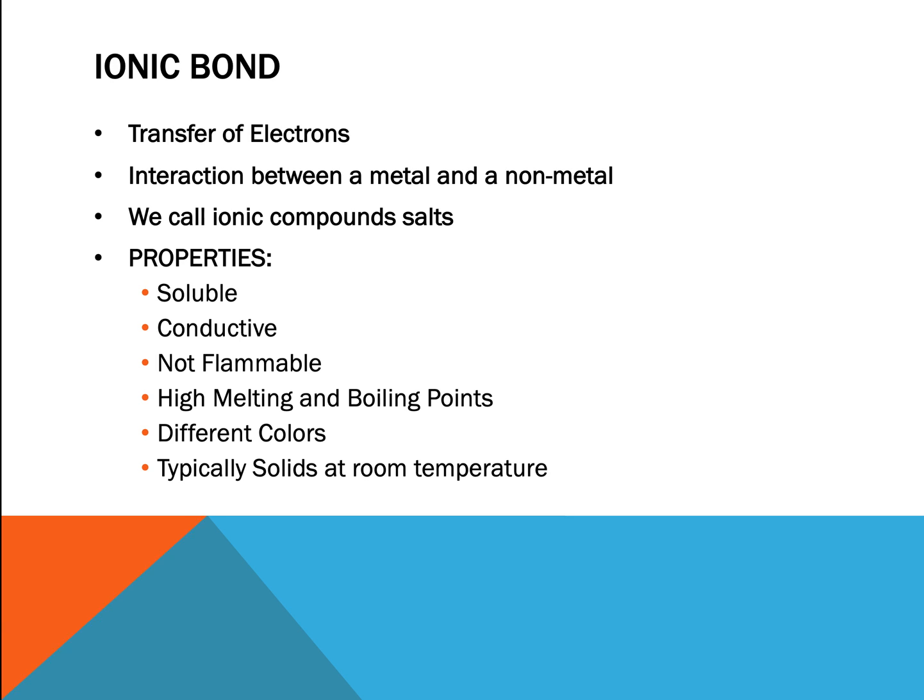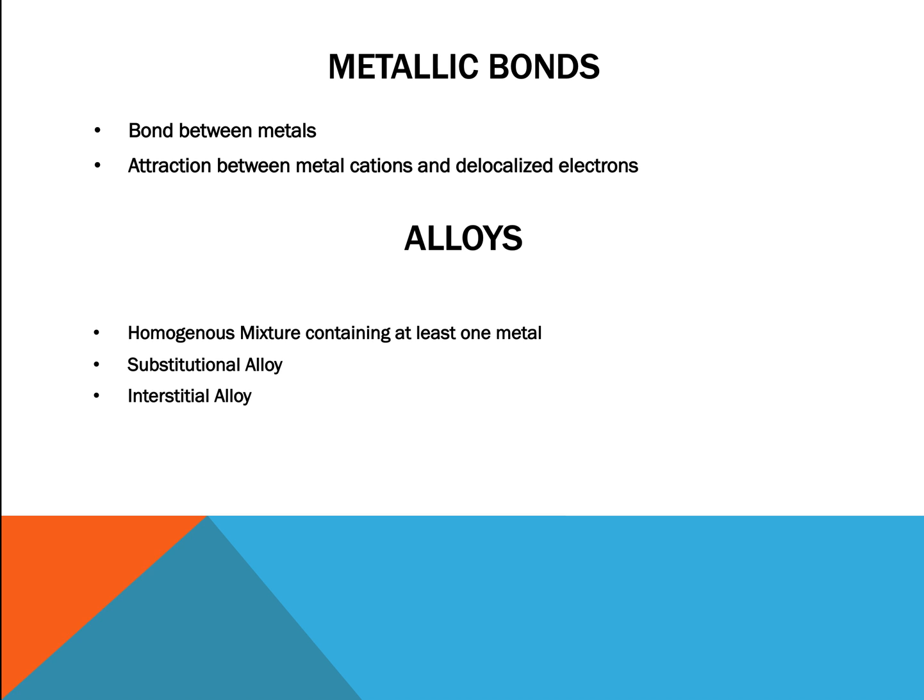electricity. Ionic compounds are not flammable. They have high melting and boiling points. They're a variety of different colors, and they're typically solids at room temperature. Then we moved into metallic bonds, and a metallic bond is just a bond between metals, or we can think of it as a bond within a metal, and it is just the attraction between metal cations and delocalized electrons.